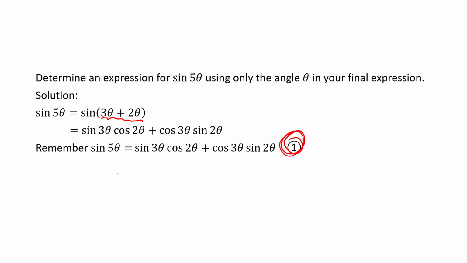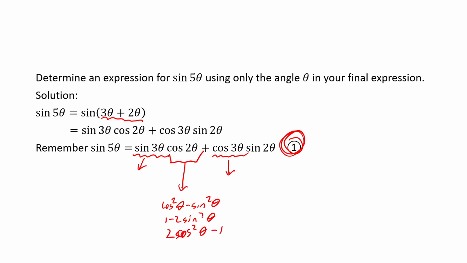Our strategy now is going to be to break up the sine of 3 theta into an expression only involving theta, and to break up the cos of 3 theta into an expression only involving theta. Now, we don't have to work too hard on the cos of 2 theta because we actually have 3 formulas for that. We can call it cos squared theta minus sine squared theta, or we can call it 1 minus 2 sine squared theta, or we can call it 2 cos squared theta minus 1. So we have options here, so we're not going to have to work too hard at that. And similarly, we're not going to have to work hard at all here because we know that the sine of 2 theta is 2 sine theta cos theta.